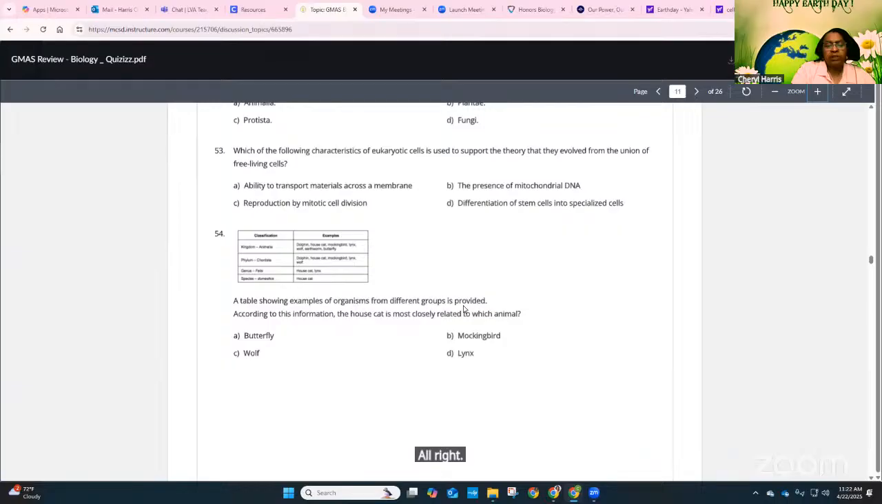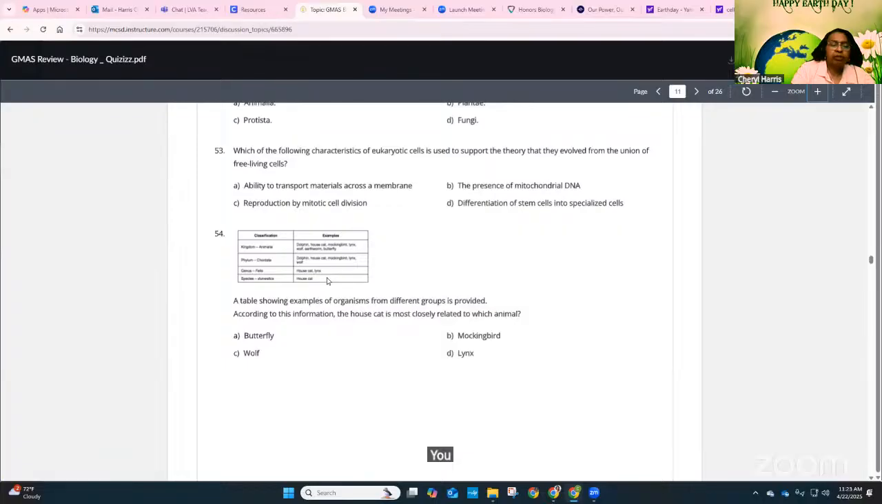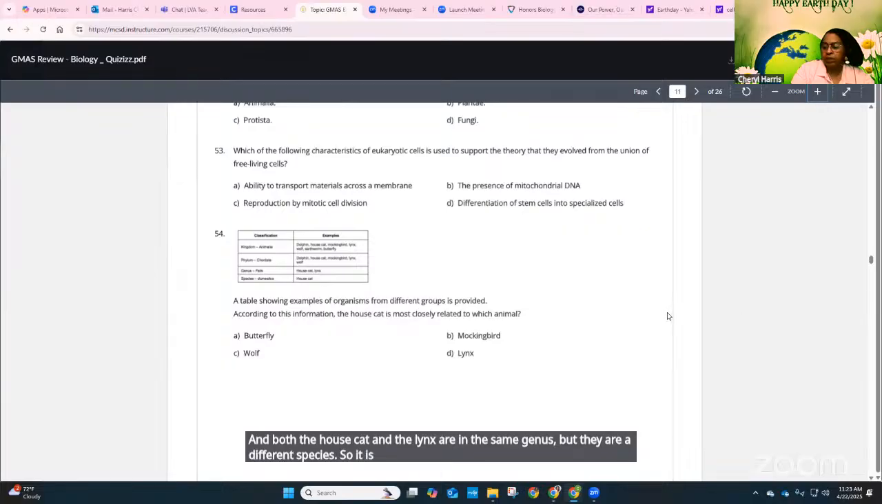Okay, the table shows different groups involved. According to the information, the house cat is most closely related to which animal? What they do is they start at the top. The animal kingdom includes all of those animals, and as you went down the list, you lost a couple of animals along the way until you got to genus, and both the house cat and the lynx are in the same genus, but they are different species. So it is related more closely to the lynx.